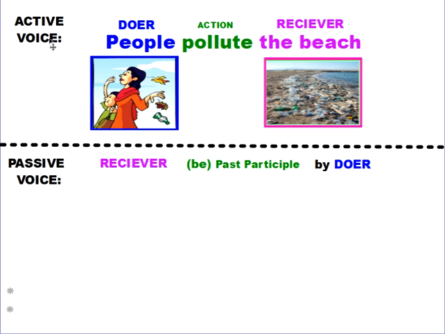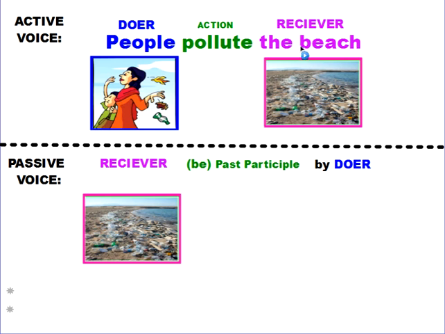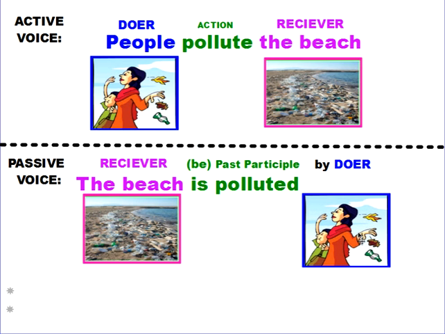So the people pollute the beach, the doer does the action to the receiver, and that's the active voice, right? Now, in the passive voice, I want to change this a little bit. And I want to talk about the receiver first, right? So I'm going to say the beach, right? But I need to change my action a little bit in the passive voice. I use be and the past participle of my verb. So I'm going to say the beach is polluted. And then I want to talk about by who. So I say by people. And that's the passive voice, using the receiver first and the doer last. And I need to use be plus the past participle for the passive voice.